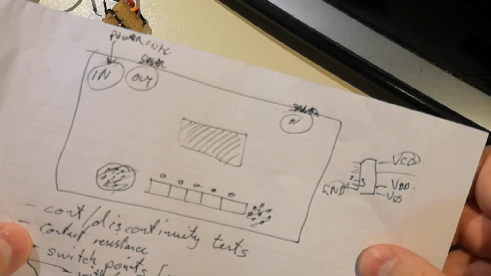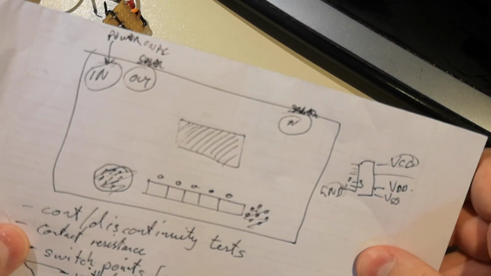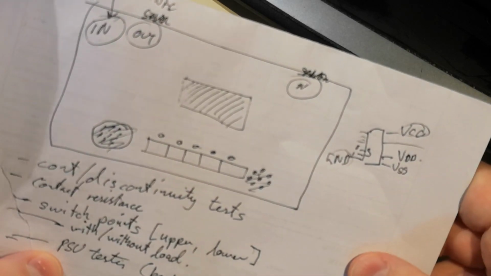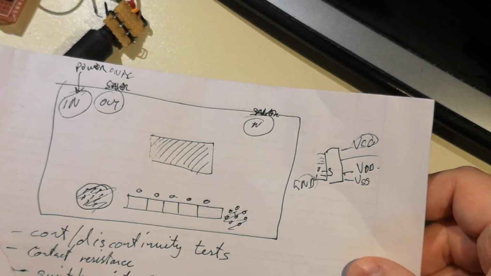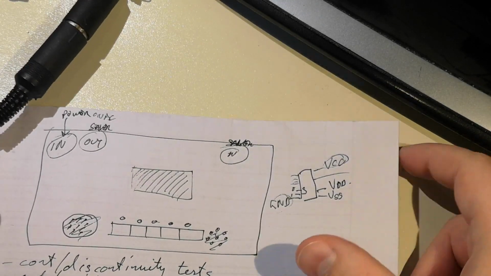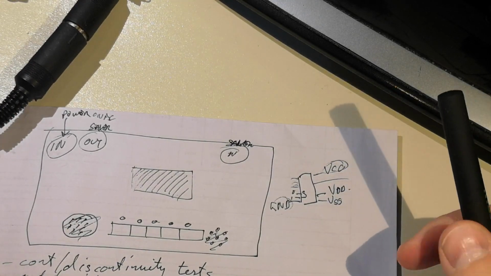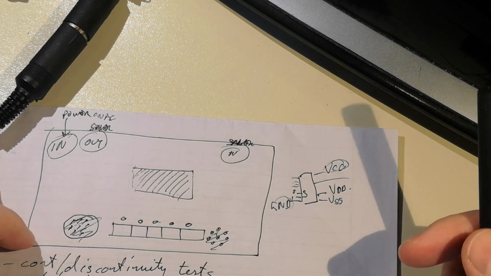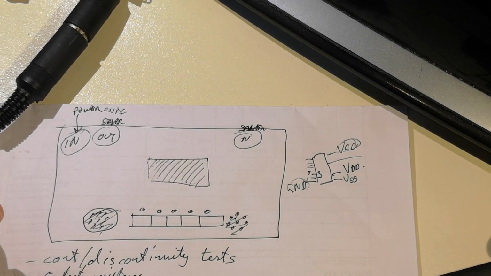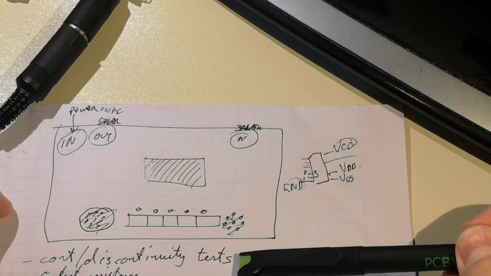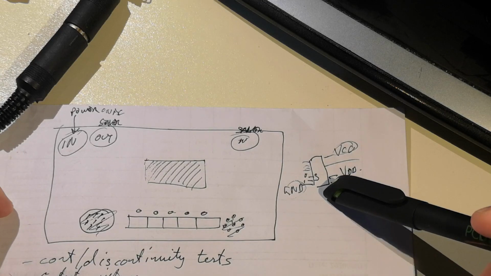the next thing I want to test is the PSU. Basically, what you're testing then is just the voltage and the current under load and without load. So we need to be able to turn on and off the load. We need to be able to cross-check. So therefore, I'm doing the analog multiplexer thing.